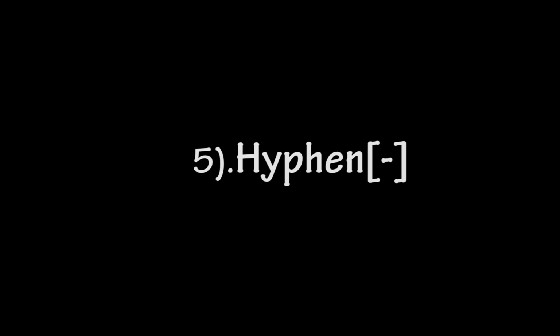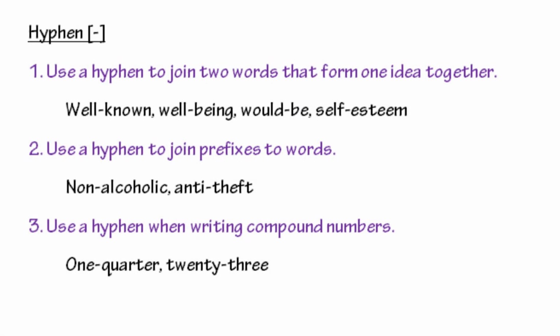Now we'll see how to use a hyphen. Use a hyphen to join two words that form one idea together. Examples are well-known, well-being, would-be, self-esteem. So you should put a hyphen in between these words to make it more meaningful.